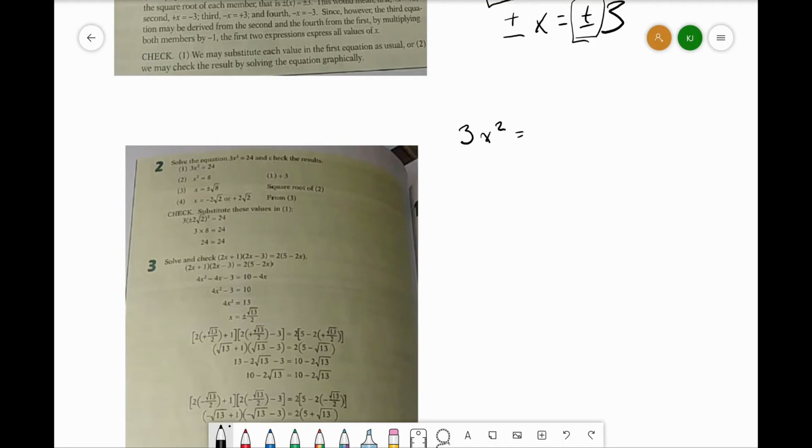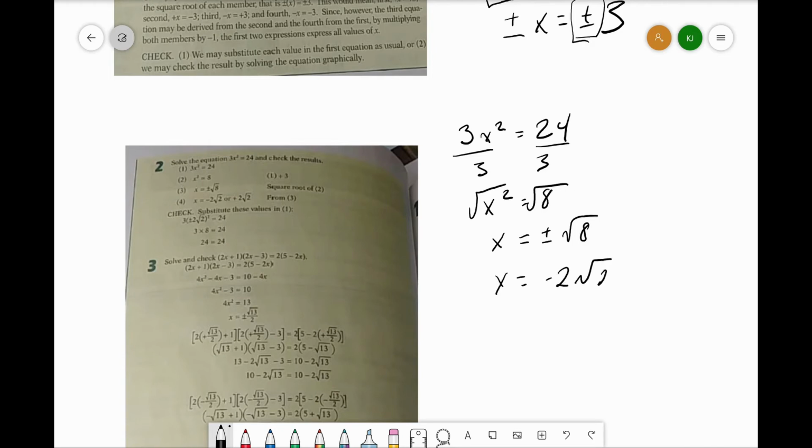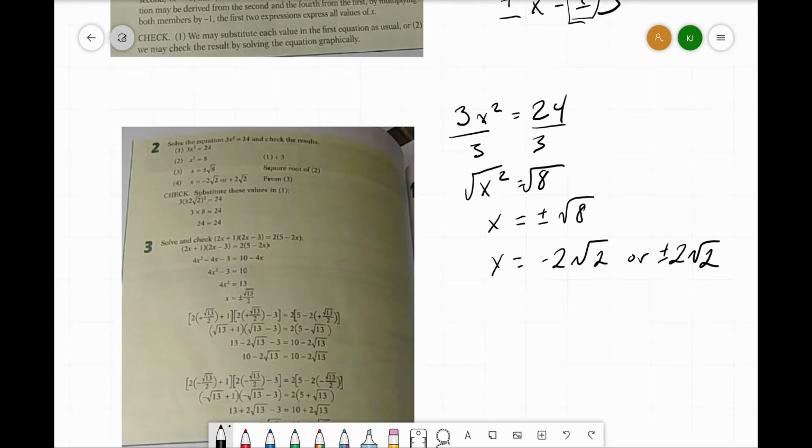Let's do another equation. If we want to solve the equation 3x squared equals 24, we can solve this quite simply by dividing both sides by 3, getting x squared is equal to 8, and then square rooting both sides to get x is equal to positive or negative square root of 8. Then from there we can simplify so that x is equal to negative 2 square root 2, or positive 2 square root 2. And then you would check these as well.